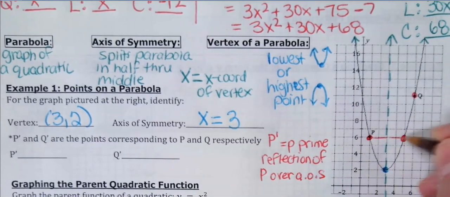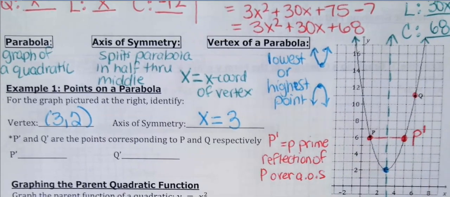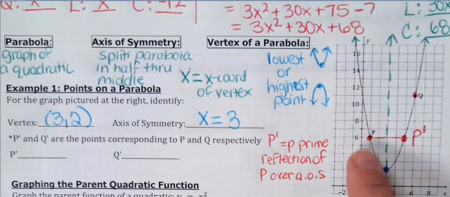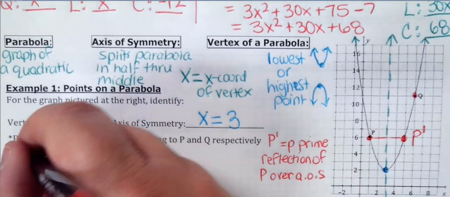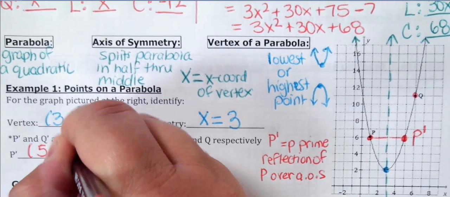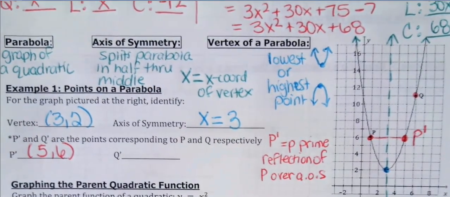So its reflection, that would be P prime. The question here is just asking you what are the coordinates of that point. After I reflect P, that's reflection over the axis of symmetry, it is just the point 5, 6. That's all you have to do.